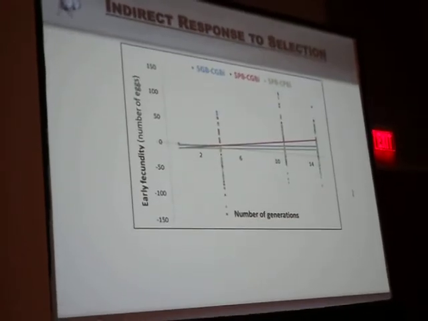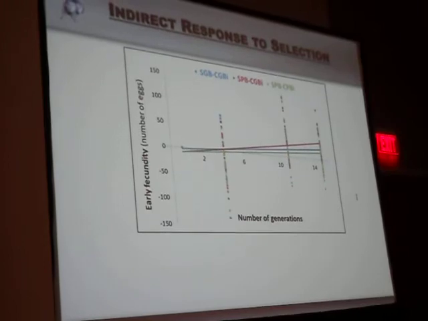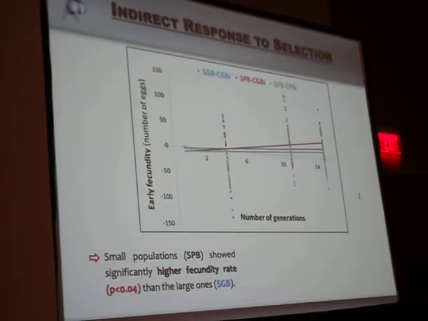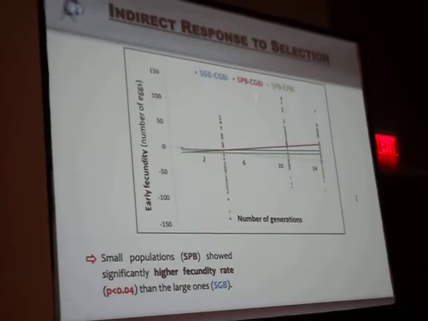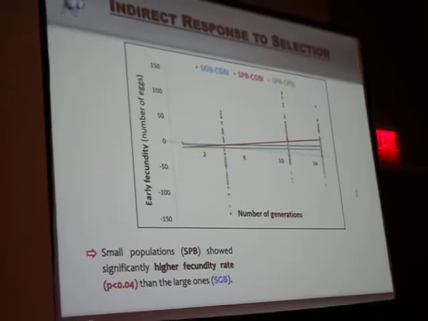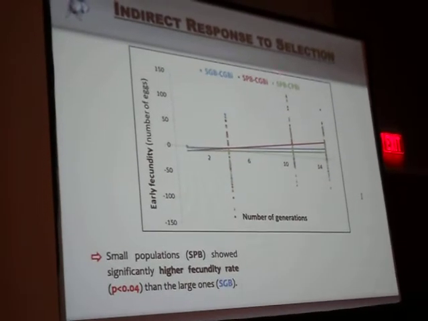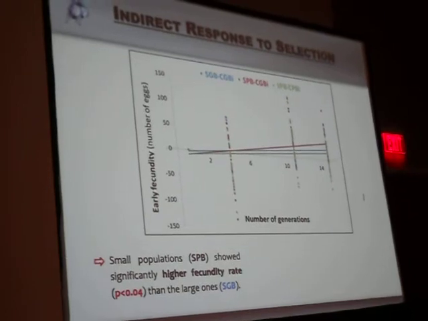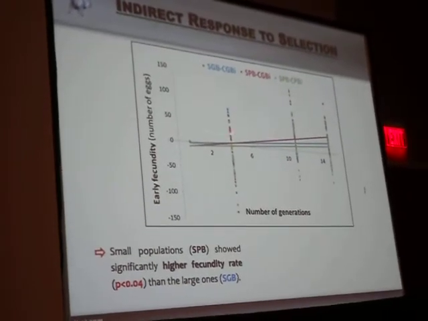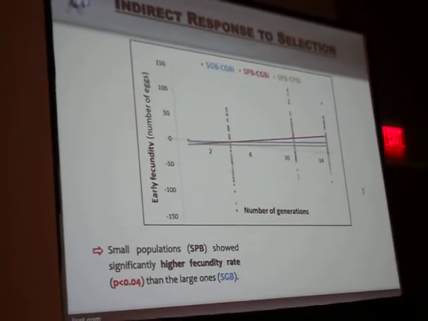Then we went to check the indirect response to selection, and we used early fecundity to do that. In blue, we have the large stocks. In red, the small stocks, using the same large size control. There's no significant change throughout time, although there's a tendency to increase.